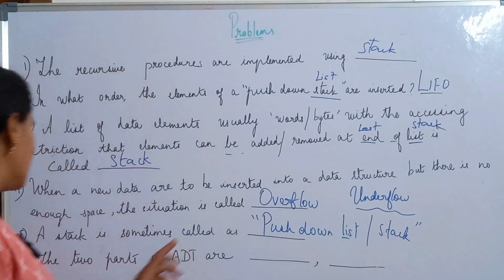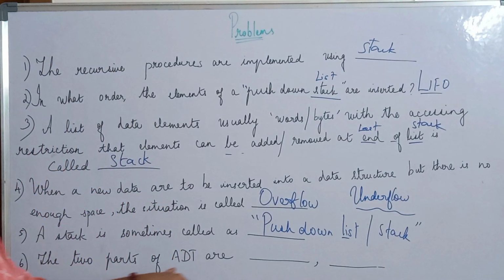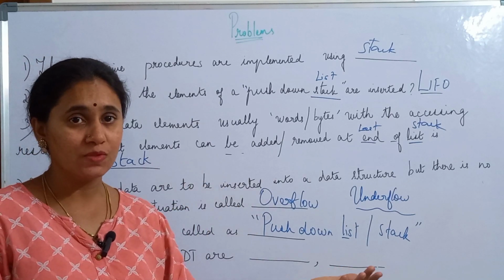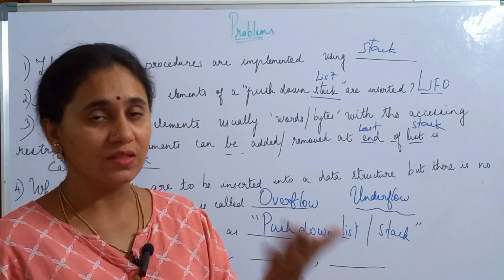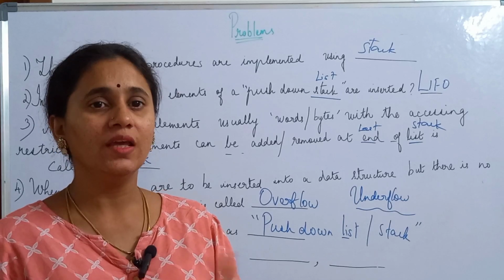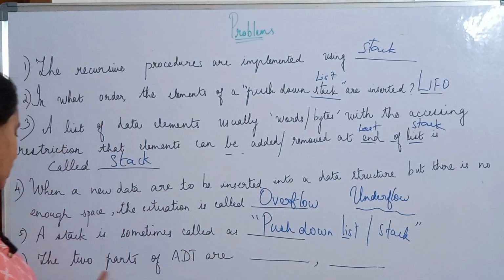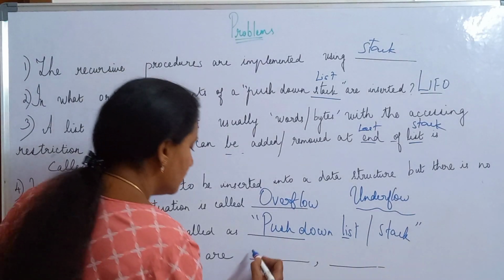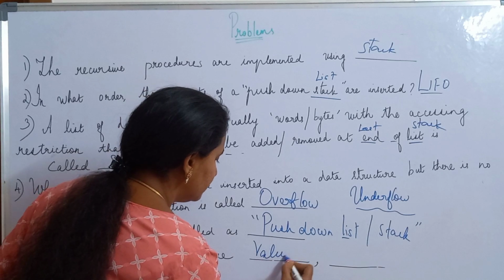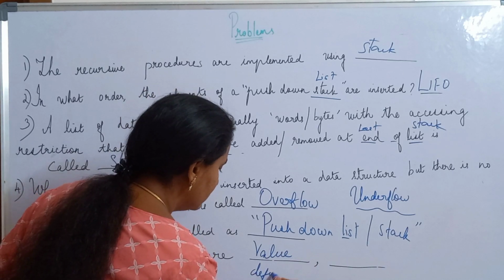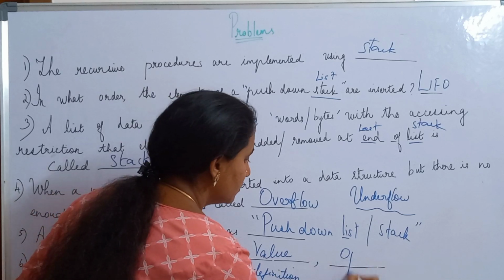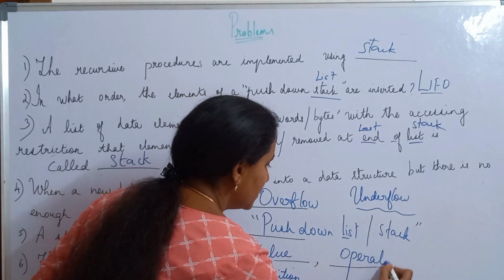You must clearly understand that they are referring only to the stack concept. Okay, so next one, what are the two parts of ADT? So we discussed abstract data types and its various types and subtypes also. In that they have given you one question. What are the two parts of ADT? So easily you can answer. It is value definition and it is operation definition.